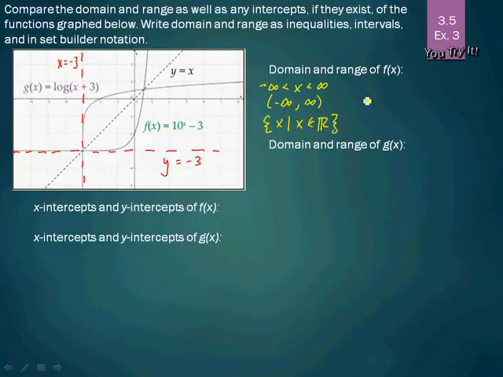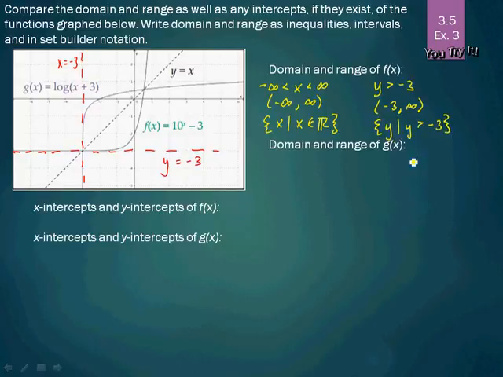And then for the range, we know that it has that horizontal asymptote at y equals -3, and then it gets bigger from there. So it's going to be y is greater than -3, and again, it never touches -3, so it won't be equal to, and then -3 to infinity with parentheses, and the last one, the set of y's such that y is greater than -3.